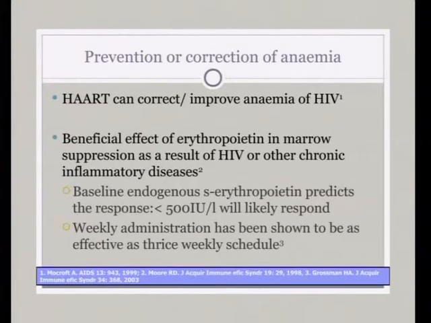So in terms of anemia, what to do? Highly active antiretroviral therapy can correct and improve the anemia of HIV. We know that. Erythropoietin can also work, but I think the one prerequisite is that you need to show that the endogenous erythropoietin production is low, less than 500 international units per liter. And a weekly administration of erythropoietin has been shown to be as good as 3 weekly subcutaneous.